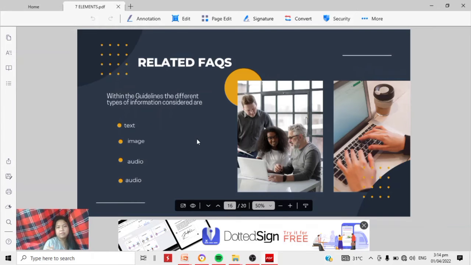Next will be the related facts. Within the guidelines, the different types of information considered are text, image, audio, and graphics. Oh my god, I'm sorry, this is graphics. I haven't changed it. Okay?